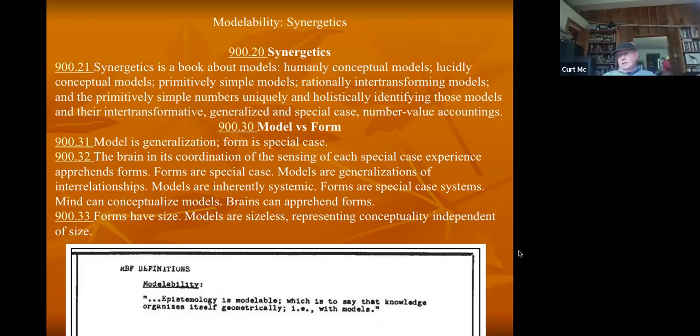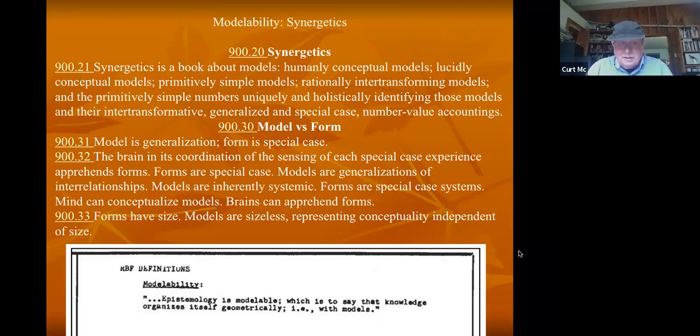So he really emphasized modelability, just like he says in 900.21. It's a book about models, humanly conceptual models, criminally simple, holistically identifying those models, and they're transformative and generalized accountings. And that models are generalizations, that the forms with your special case.